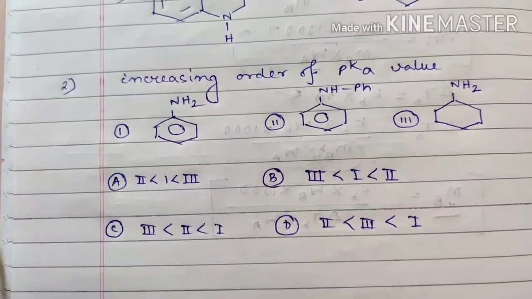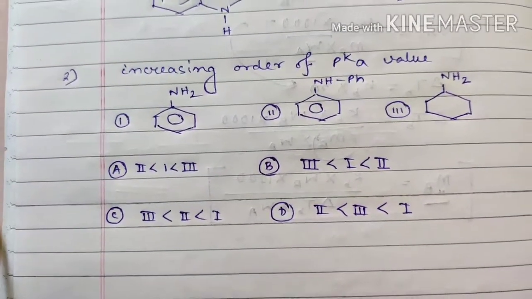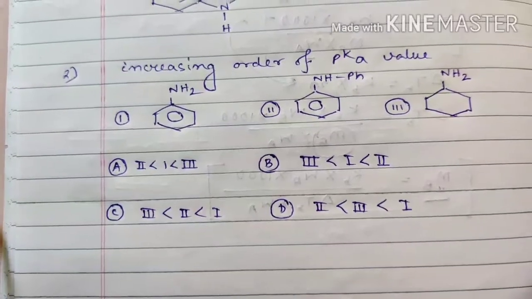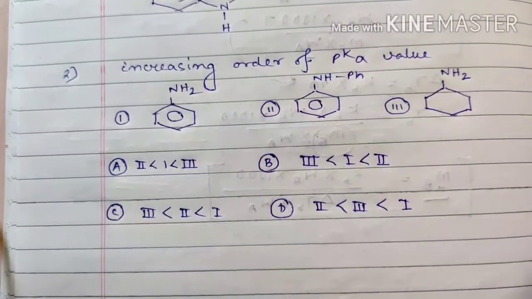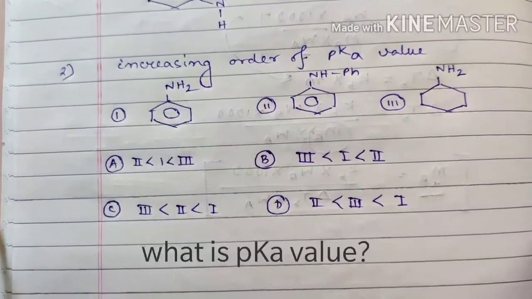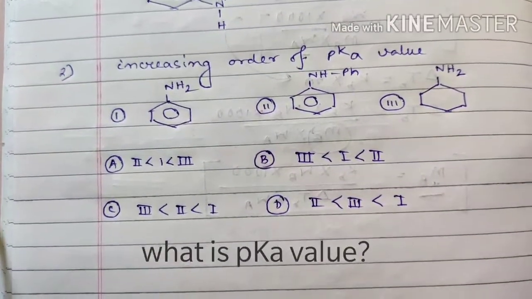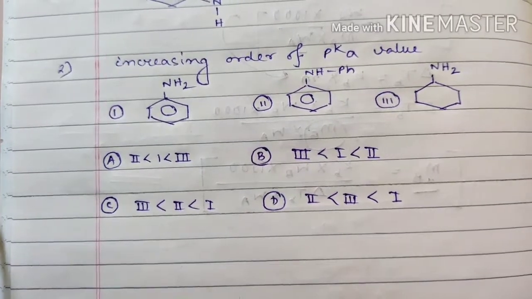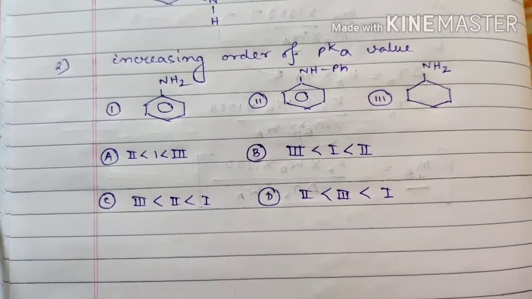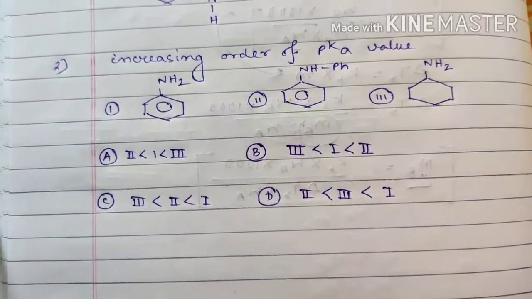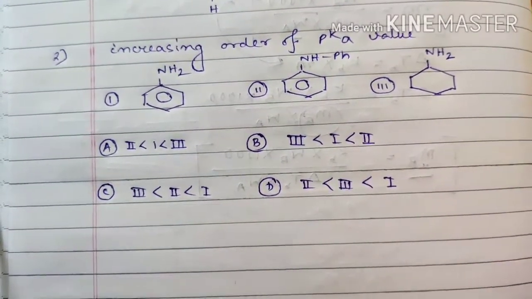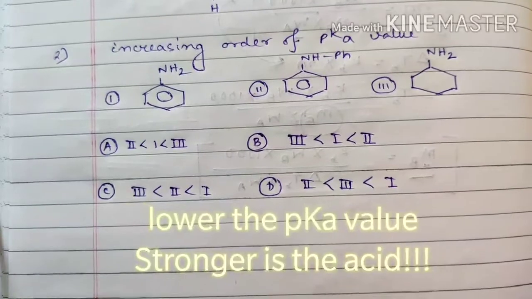Next problem for today is the increasing order of pKa value. Now we need to understand what a pKa value is. We have discussed already, pKa value is a way of measuring the acid strength. Although here 3 potential bases are given, in case of pKa value we can say that the lower the value, the stronger is the acid.